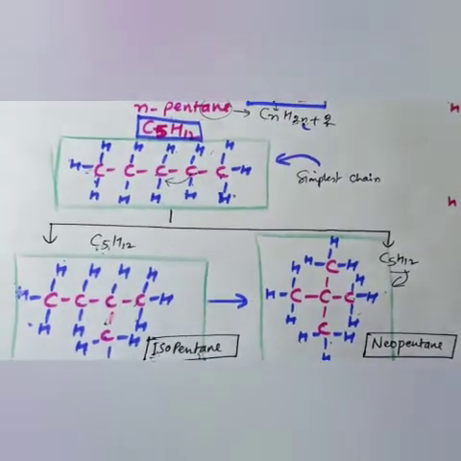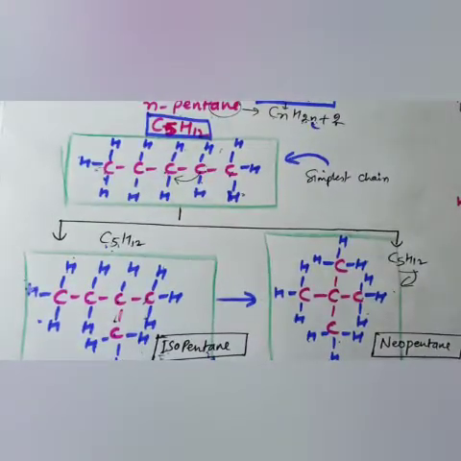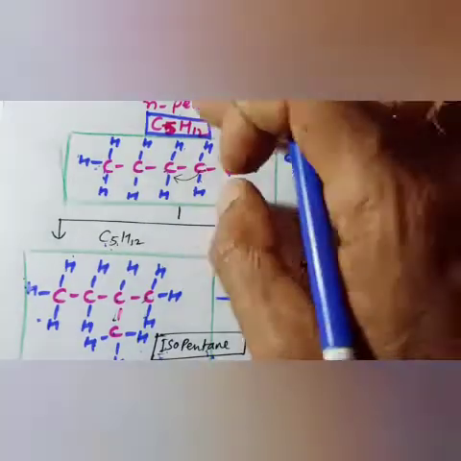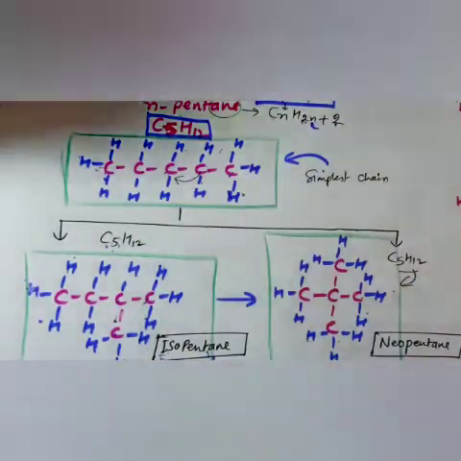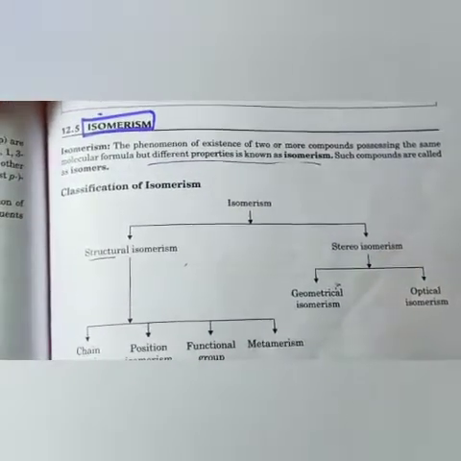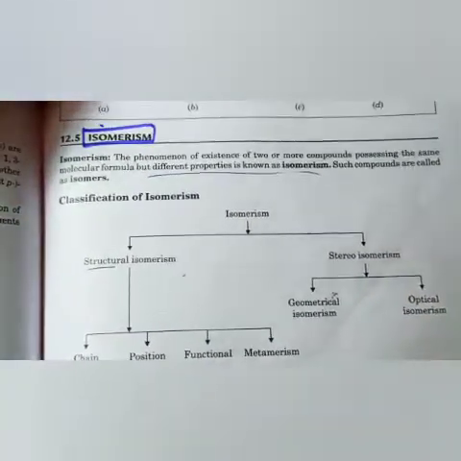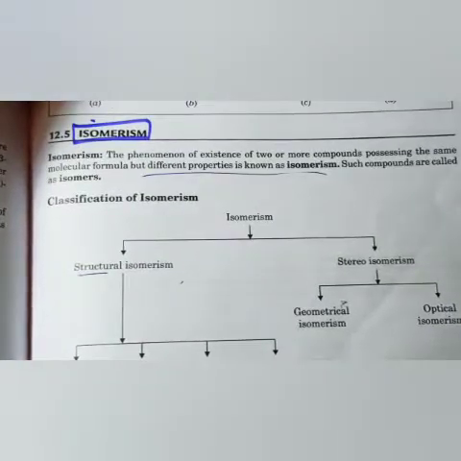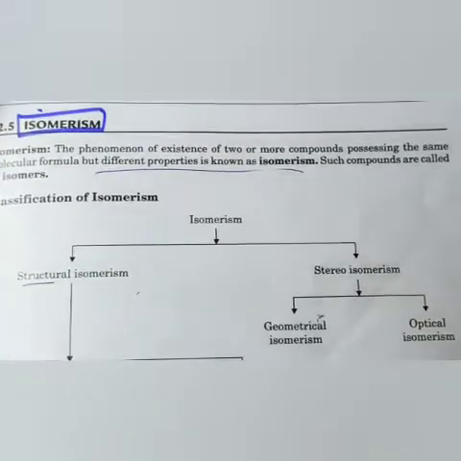I think it is very clear to you now that n-pentane, isopentane and neopentane are basically the isomers of pentane. So this is all about isomerism. This was the isomerism that we studied in 10th class. Now we need to study the same concept in a little bit more advanced way in +1 class.